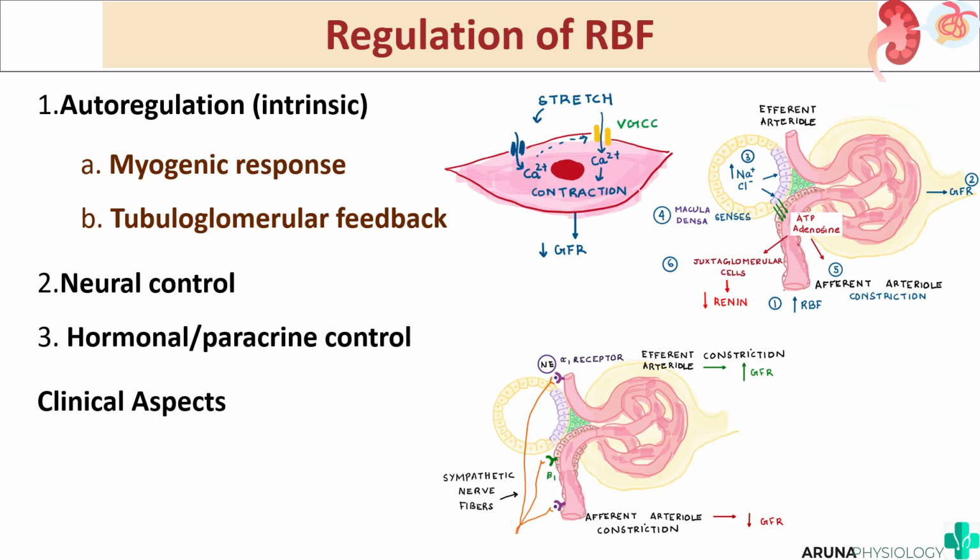So in a nutshell, in regulation of renal blood flow, we've seen autoregulation, in which we mentioned in detail the myogenic response as well as the tubuloglomerular feedback. Then we talked about neural control, in which we discussed how the sympathetic system acts on the nephron. And finally, we've seen the hormonal and paracrine control, and finished off with some clinical aspects.